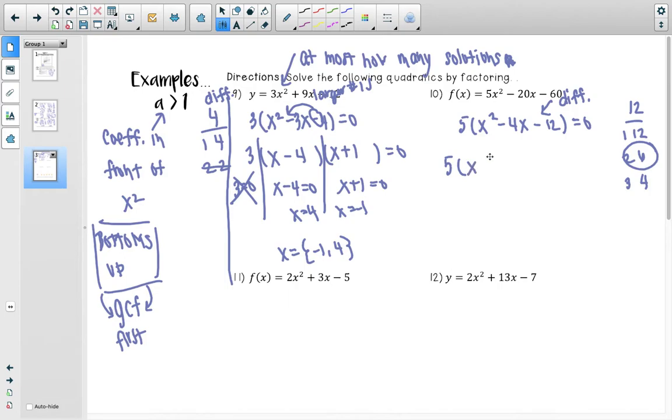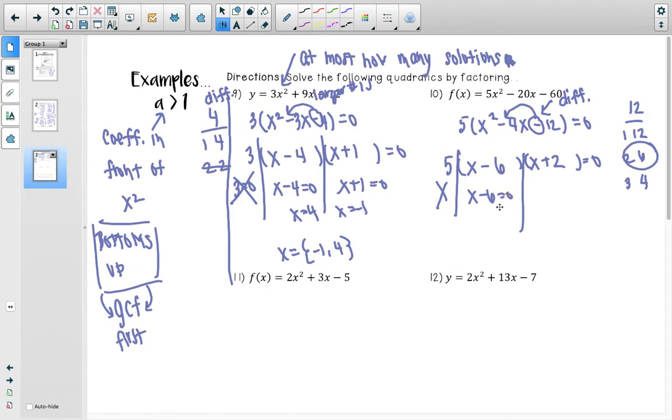The symbol behind is negative, means I have to have a negative and a positive. The symbol in front tells me what the larger factor is. The larger factor is 6, so it's x minus 6 and positive 2. This does not give me anything, so I'm just going to put a big old X there. There's no x. 5 equals 0 is not a solution.